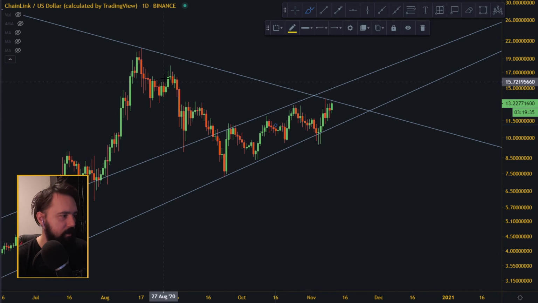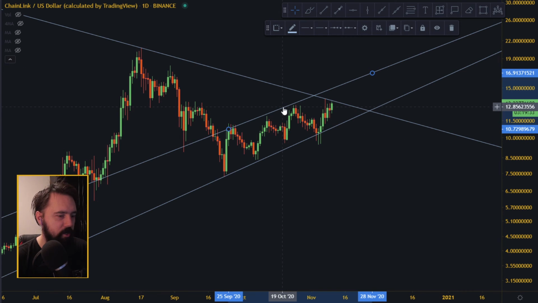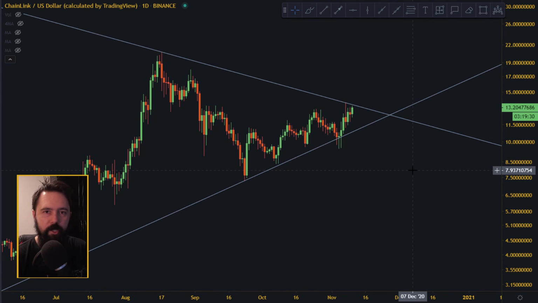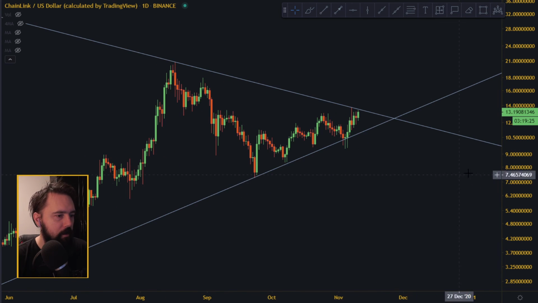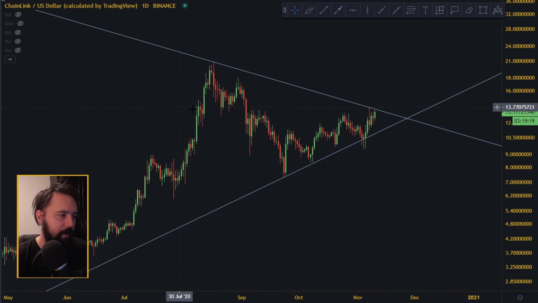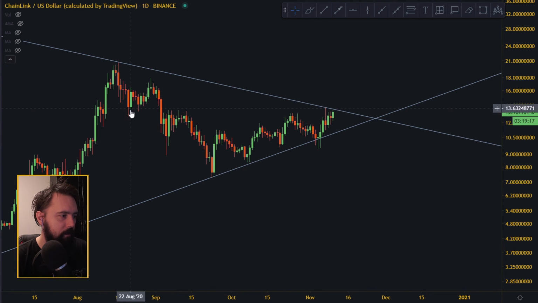I don't believe in channels. I believe in wedges. I believe in triangles. I believe that channels are just misdrawn triangles and wedges. So let's assume this is the one, this is the triangle. Man, I don't like it. Look at this one.